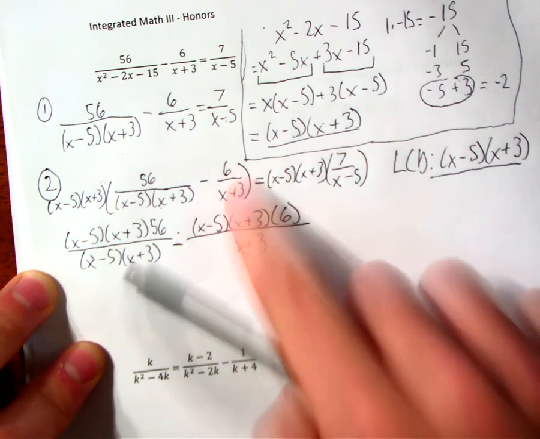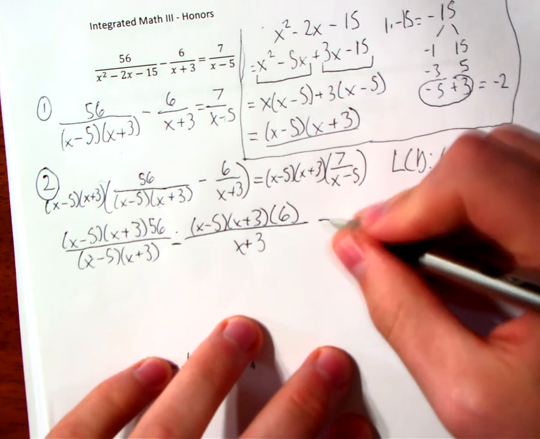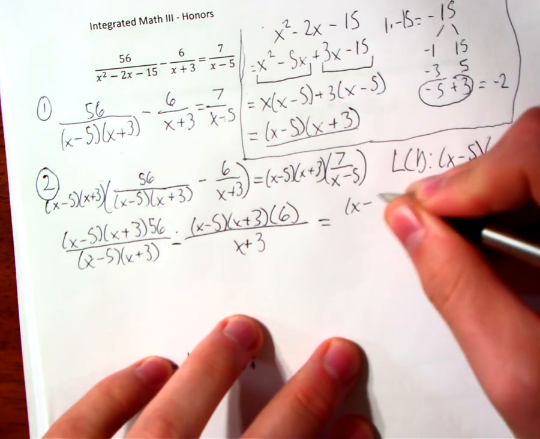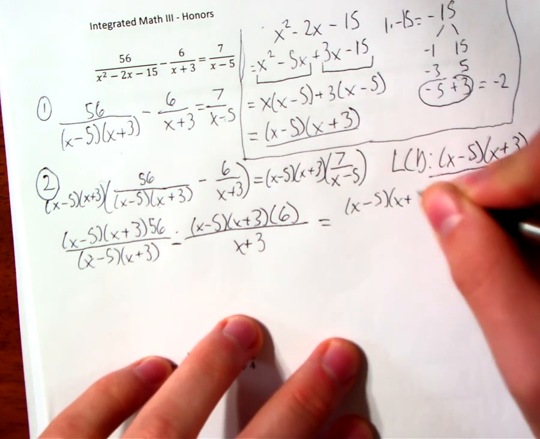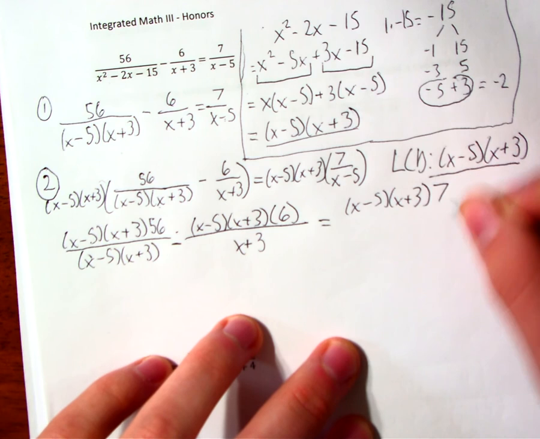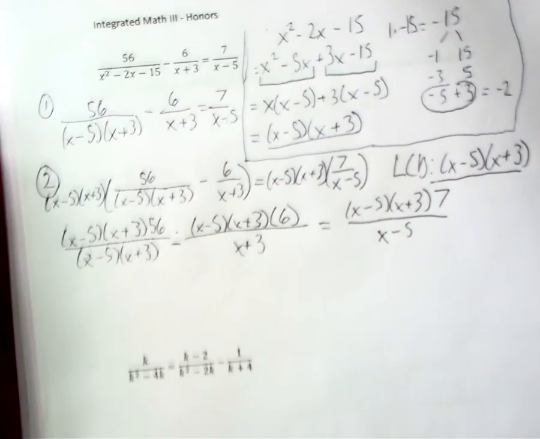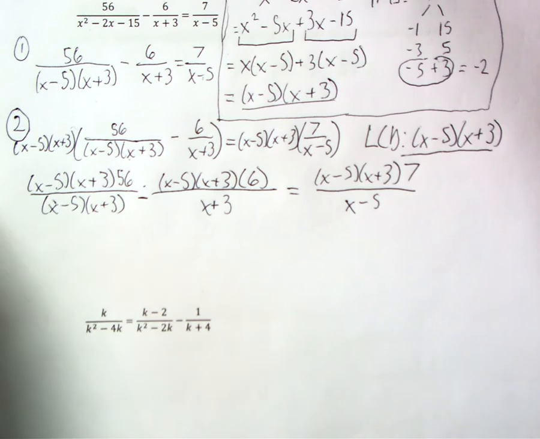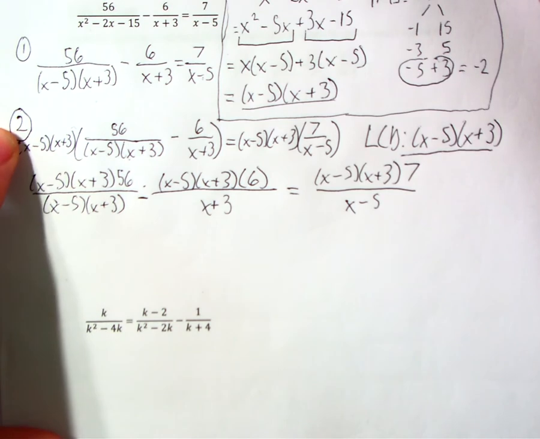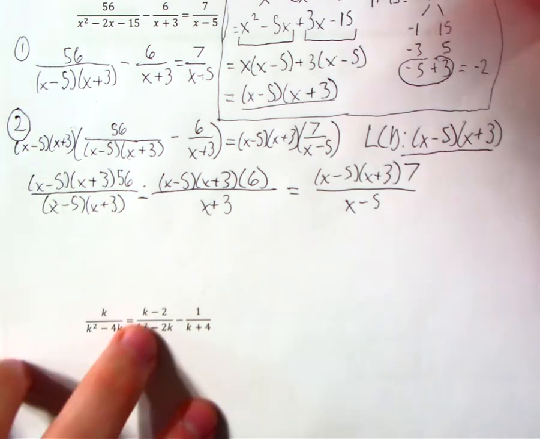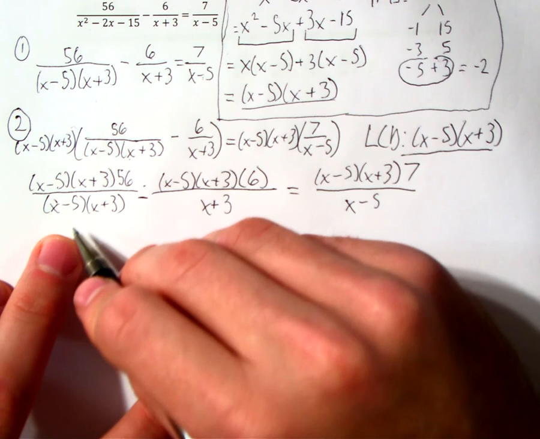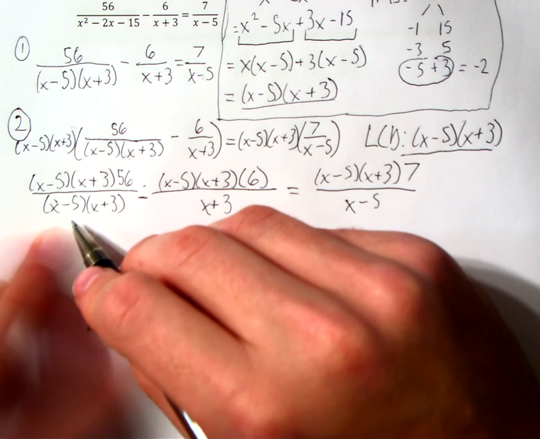Because they are subtracted up here. Okay, and then all that equals x minus 5 times x plus 3 times 7 over x minus 5. Okay, and now finally I can do the whole point of what step 2 is, to get rid of the denominators. So my LCD should be able to cancel all my denominators.